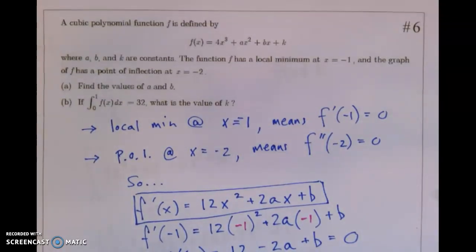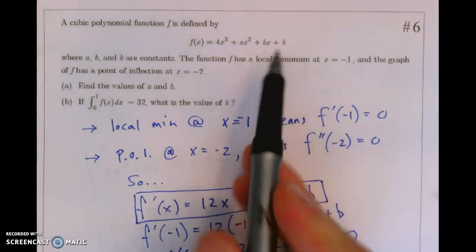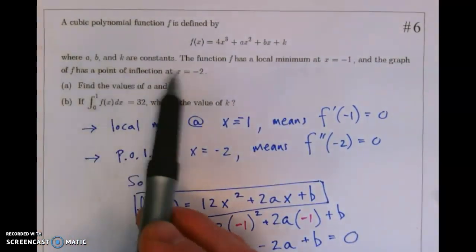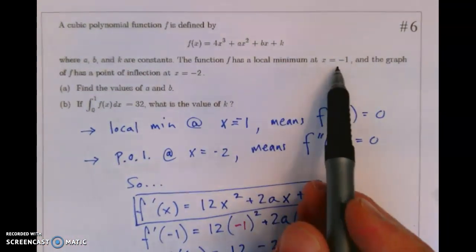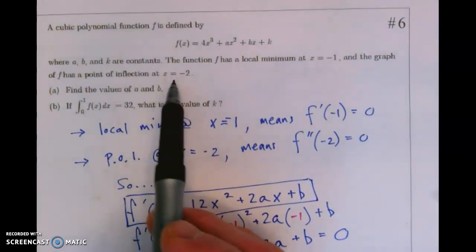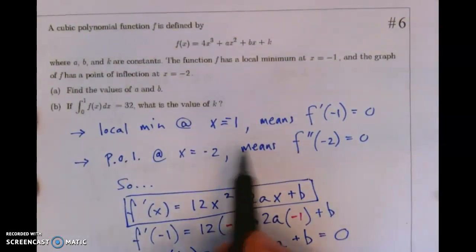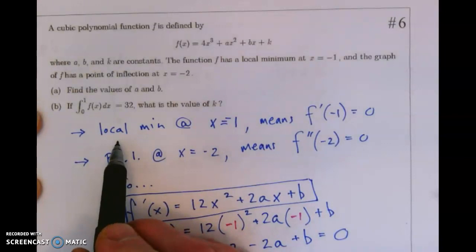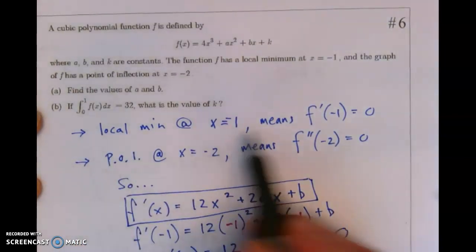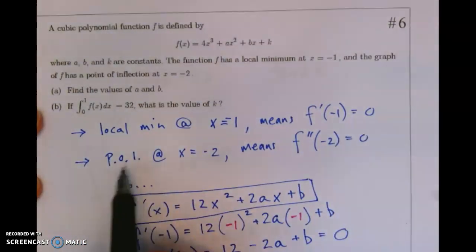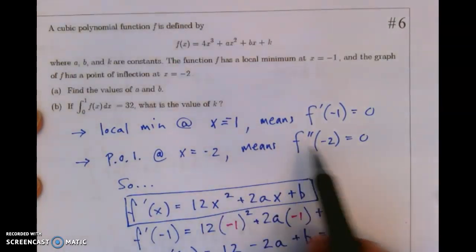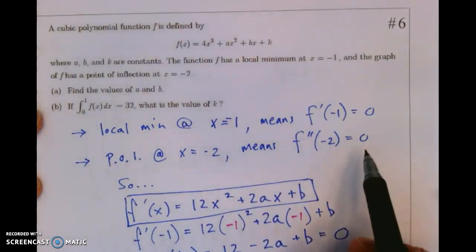All right, so this problem, I think we've even seen before, maybe this exact problem. A cubic polynomial is defined as such. A, B, and K are constants. The function has a local min at -1 and a point of inflection at -2. Therefore, there are two things. A local min at -1 means f prime of -1 is 0. A point of inflection at -2 means f double prime of -2 is equal to 0.